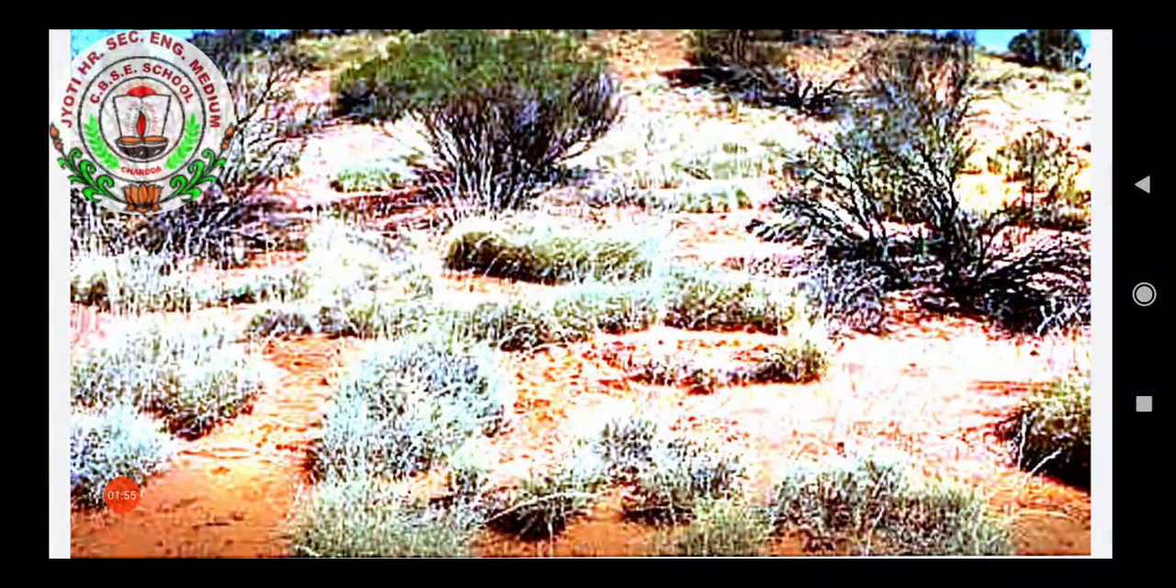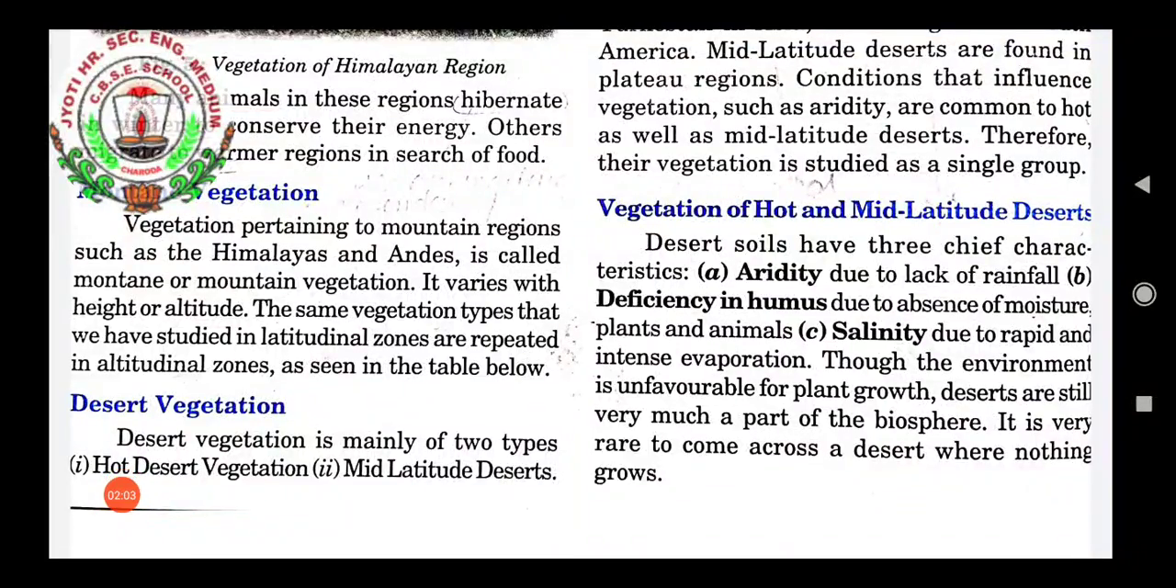Now we will understand about the vegetation of hot and mid-latitude deserts. There are three chief characteristics. First is aridity, second is deficiency in humus, third is salinity. So first we will understand about aridity. Aridity, as I have explained earlier, is a state of being without moisture. So because of the aridity, there is lack of rainfall.